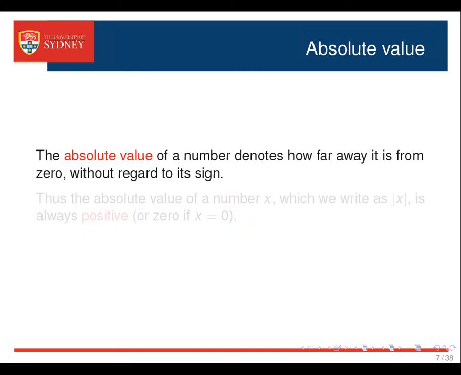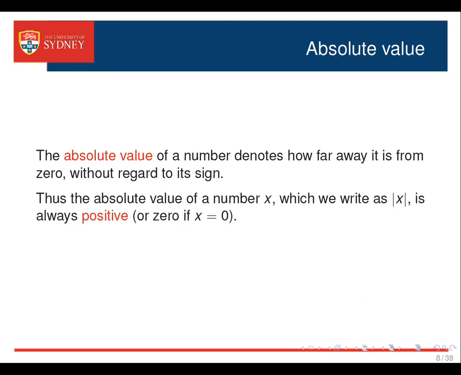Let's talk a bit more about the absolute value of a number. Remember, this tells us how far away the number is from 0, without regard for its sign. We write the absolute value of a number like this, with vertical bars around the number. The absolute value of a number will always be positive, because it's telling us how far the number is from 0. Even for a negative number, the absolute value will still be positive. Or 0, if the number happens to be 0.